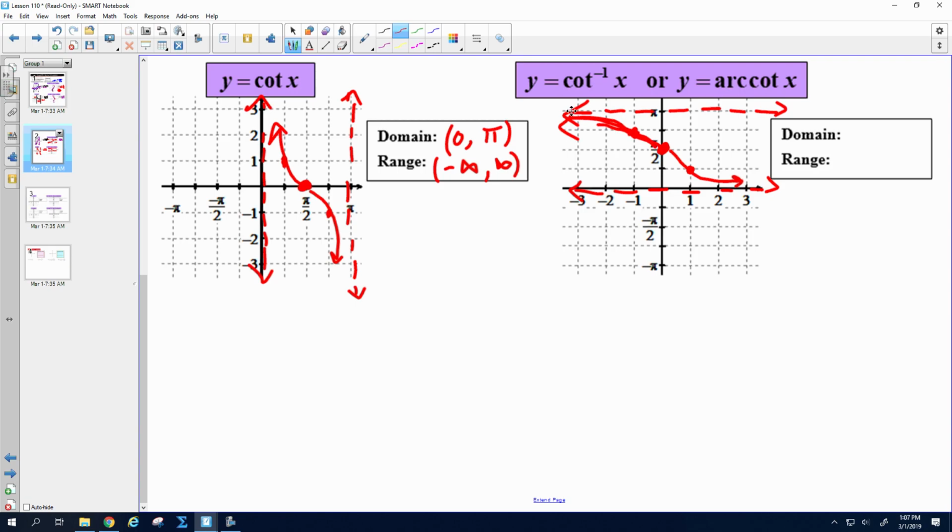Okay. And our domain and range flip. So my domain is negative infinity, positive infinity, and my range is 0 to pi.